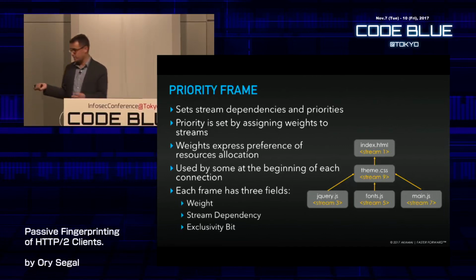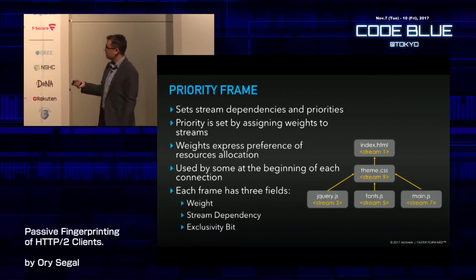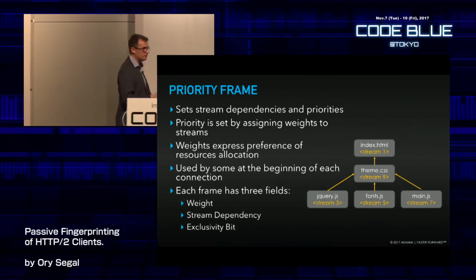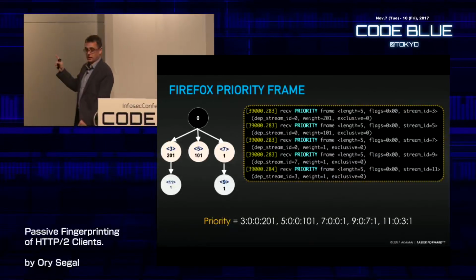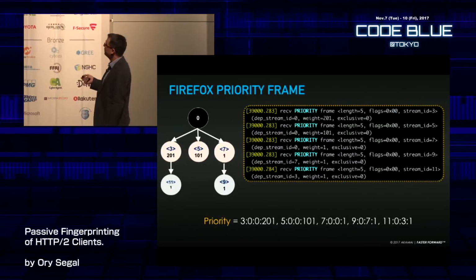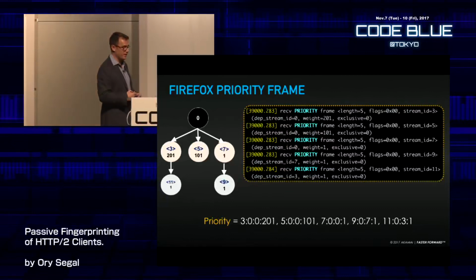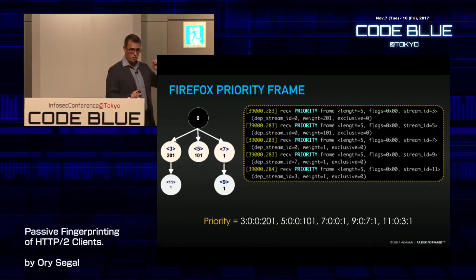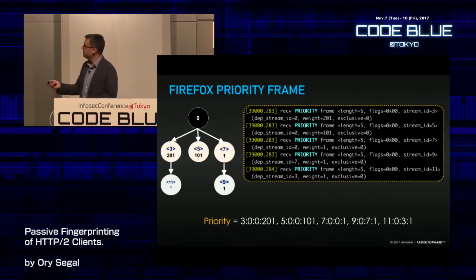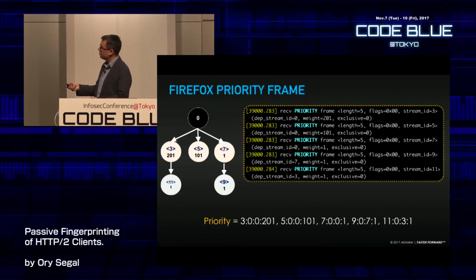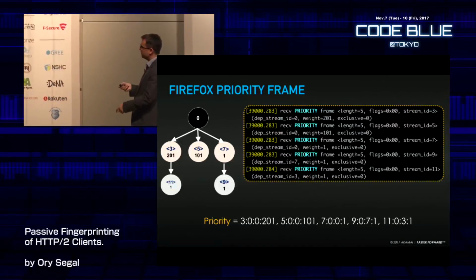Each frame includes 3 fields. I show them: the weight, the dependency, and the exclusivity bit, which usually is 0. This is actually the Firefox priority frame settings in the beginning. It's actually pretty sophisticated, but that's the default. When Firefox opens an HTTP connection, that's how it sets the priorities for the different 5 frames in the beginning. And this is how we encode it for the fingerprint. You have the stream ID, the exclusivity bit, the dependency stream, the stream it is dependent on, and then the weight.